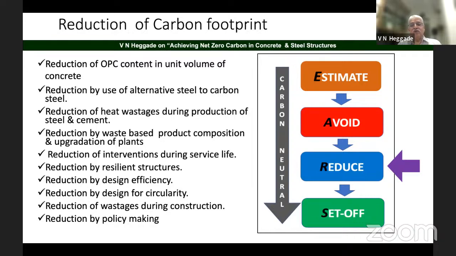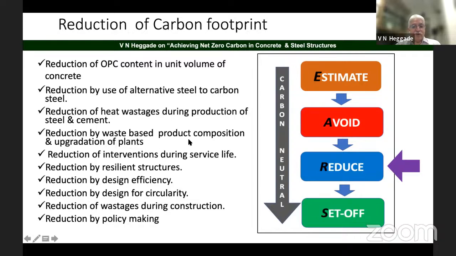That is why, if it is not possible for us to completely avoid, the next step in our model is the reduction of the carbon footprint: reduction of the OPC content in unit volume of concrete, reduction by use of alternative steel to carbon steel, reduction of heat wastages during production of the steel and cement, because the generation of heat, up to 1200 to 1600 degrees, is used both in the production of the steel as well as the cement. That requires energy which comes out of fossil fuels or electricity made up of coal burning again.